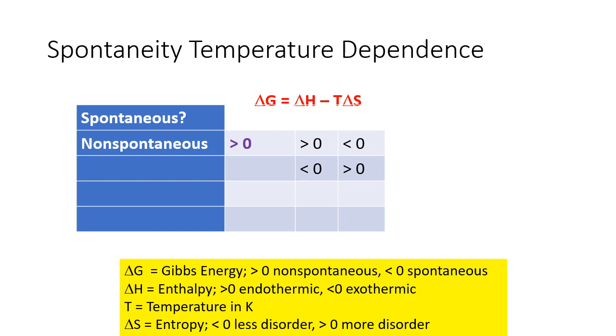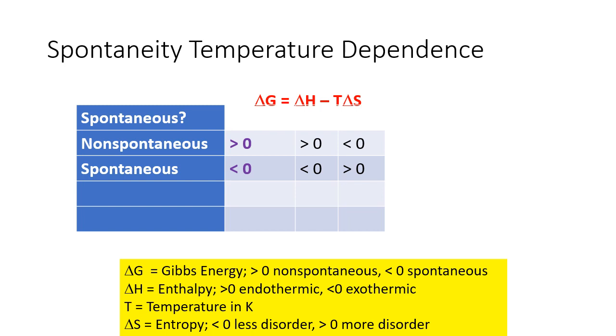All right, now let's try another case. What about the situation where we have an exothermic reaction and our entropy is increasing? So our delta H is negative, our delta S is positive, the negative of positive is negative, so a negative number minus a negative number will always be spontaneous every single time. So if you have an exothermic system with increasing entropy, it will always be spontaneous.